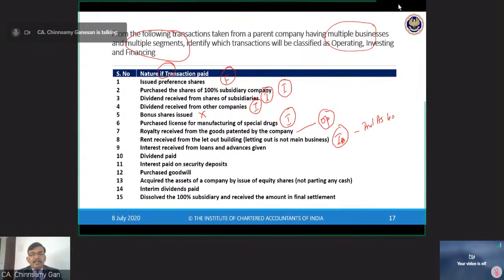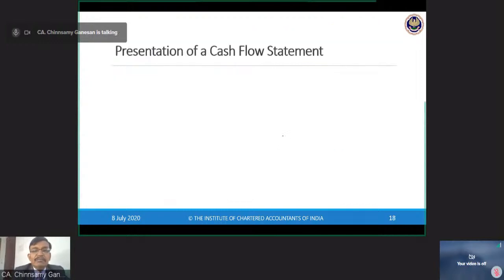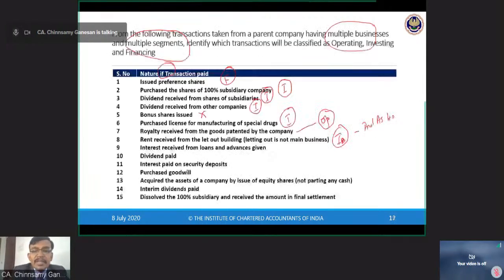Interest received from loans and advances given. In this case, we are talking about multiple business, multiple segment. It is not very clear whether they are actually into money lending also or financial services. Assuming that they are not into financial services, interest received from loans and advances given is nothing but my investing activity, because I am investing in other person's business by giving loan.